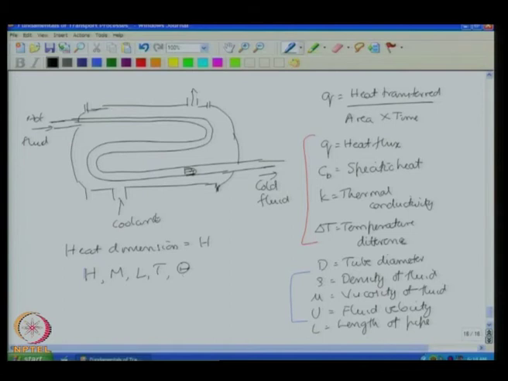5 dimensions, 9 dimensional quantities, that means I should have 4 dimensionless groups. So, how do we determine these dimensionless groups? We first list out the dimensions of all of these quantities.